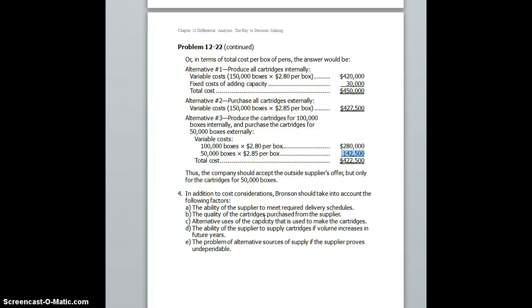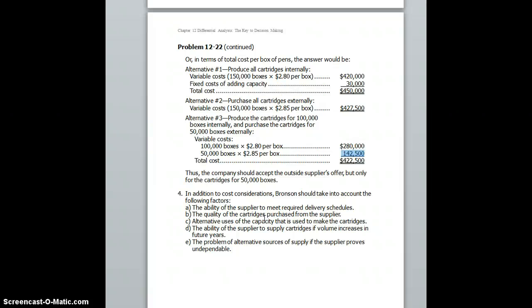Part 4 asks us, what qualitative factors should Bronson consider in determining whether it should make or buy the ink cartridges? They need to take into account the ability of the supplier to meet their delivery schedule, obviously the quality of the cartridges that the supplier will make. They need to look at what other uses there are for the capacity they are using now to make the cartridges. Is there a better use of that facility? The ability of the supplier to supply cartridges if volume increases in future years. In other words, will the supplier be able to take on additional production?